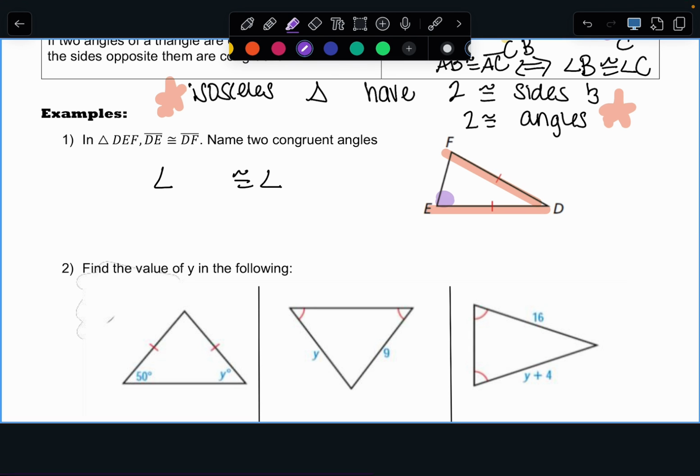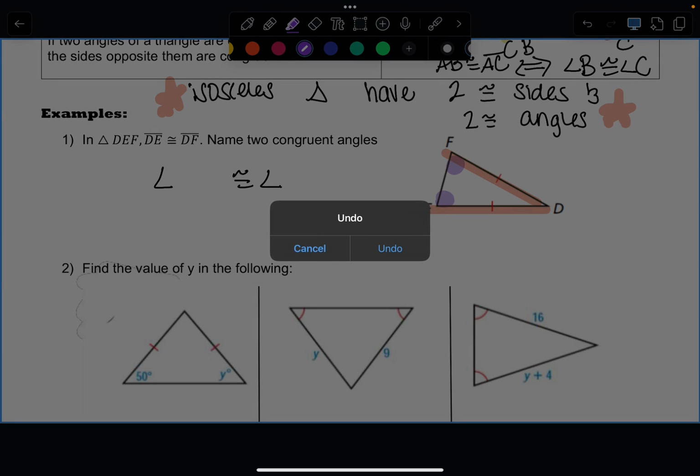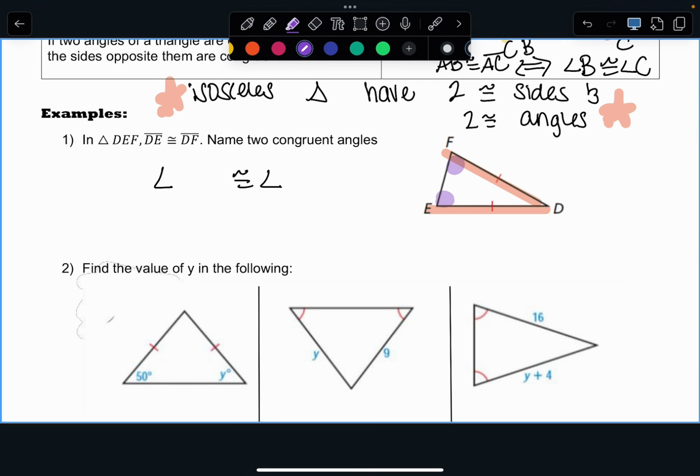This one looks a little weird because it's turned a little bit, but if you just turn it straight up and down, it looks just like the picture that we had, okay? So it's the angles opposite the congruent sides, directly across from the congruent sides. So angle F and angle E. Questions on that one? That's just straight up using the theorem.